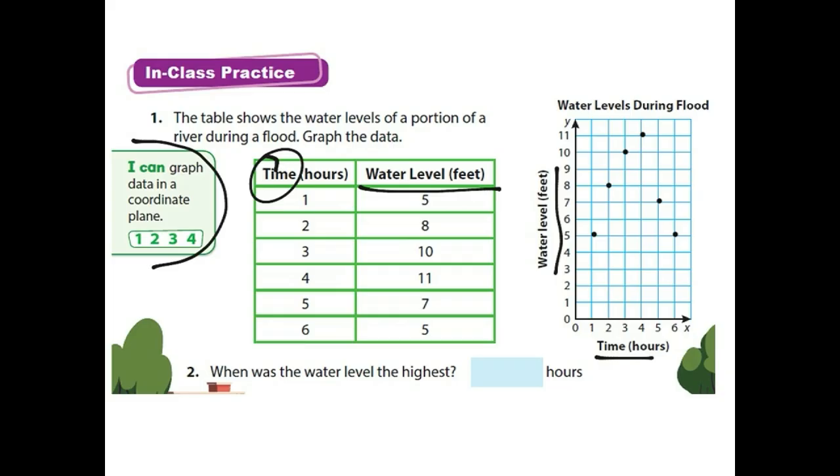Alright, so here's what all that plotting should look like. We got 1 and 5, 2 and 8, 3 and 10, 4 and 11, 5 and 7, 6 and 5. Alright, so we've got that graphed. And number 2 asks us, when was the water level the highest? Well, if we look at this, this is the highest one. And when was it? At 4 hours.